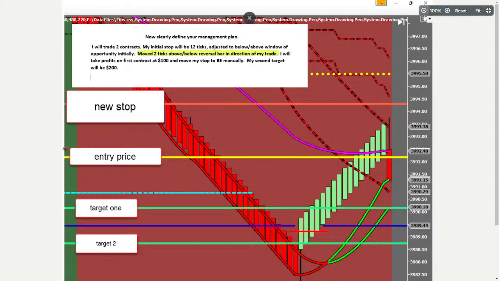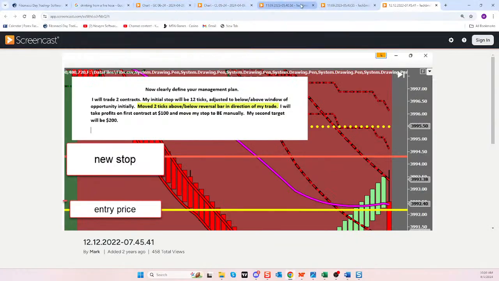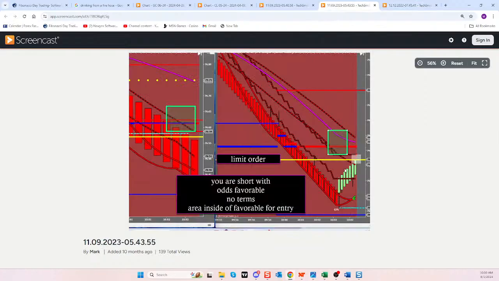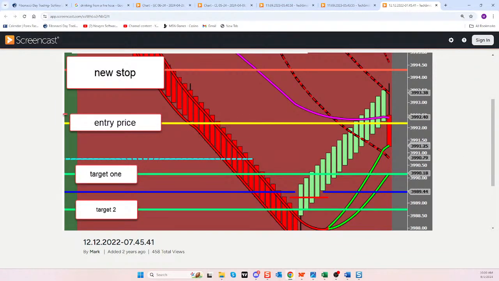And at this point, here's the part that bums people out. There's nothing to do. You're either going to get stopped out or it's going to go to your first target, guys. You'll never be in control of what the market does. You'll never even know what the market's going to do, but you do know that you're in a trade that is based on a pattern that has been proven to win more than it loses. So as a brand new user, you're learning to trust that. You either get stopped out or it hits your first target.